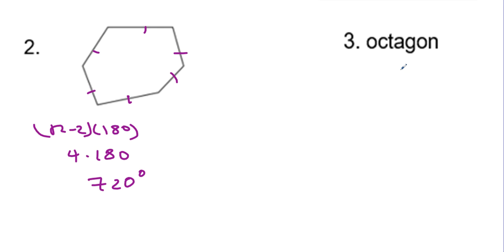Use your calculator on these. 6. What we have is an octagon. We're going to subtract 2. This is equal to 8 sides. So we're going to do 6 times 180, and we just did this on the previous slide. That's 1080 degrees. Moving on.